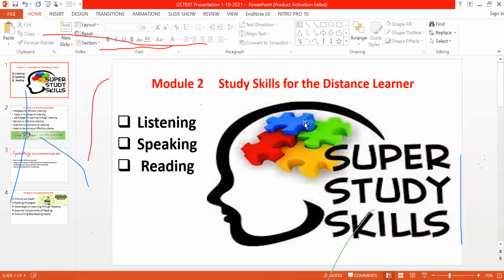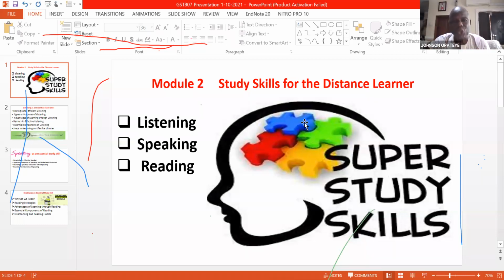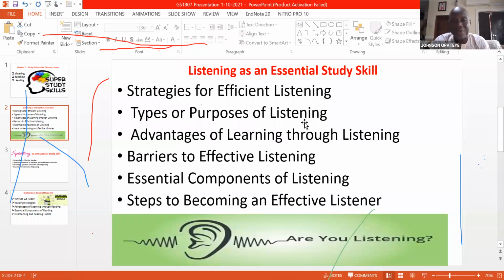On listening, I want you to go and read all this. Read about strategies for effective listening, study the types and purposes of listening, and take advantage of learning through listening. Also look at barriers to effective listening, then the essential components of listening, then the steps to becoming an effective listener. All these are embedded in your course material.